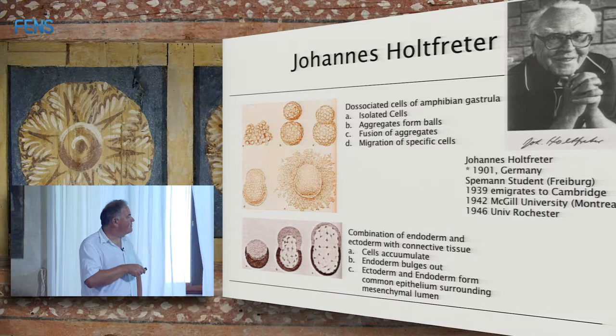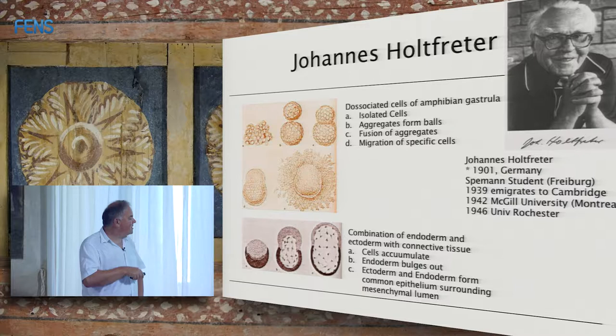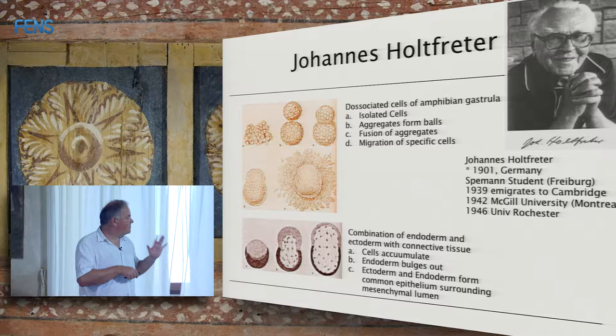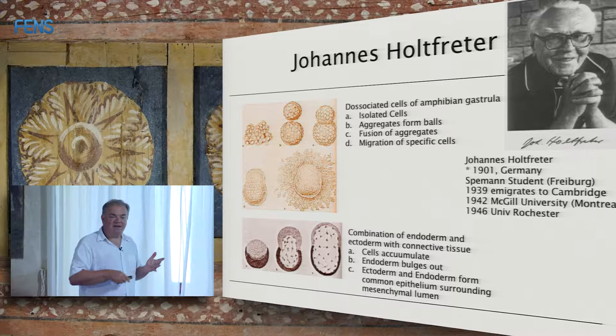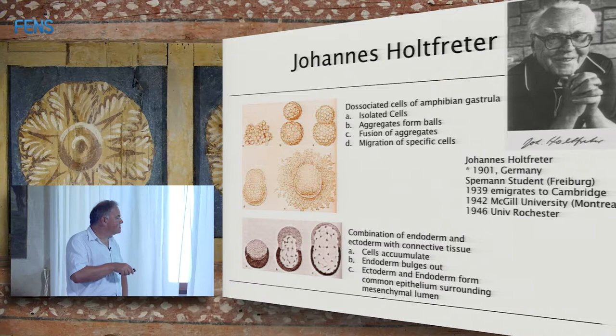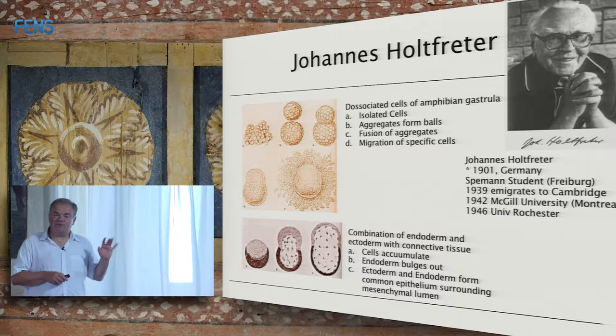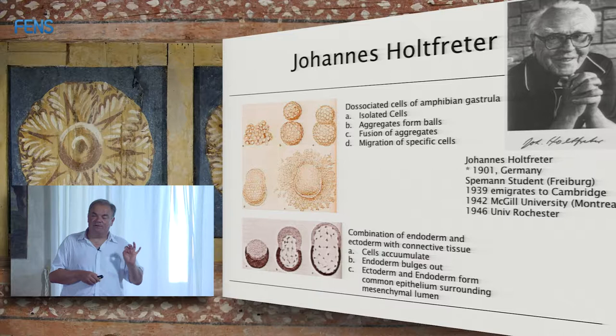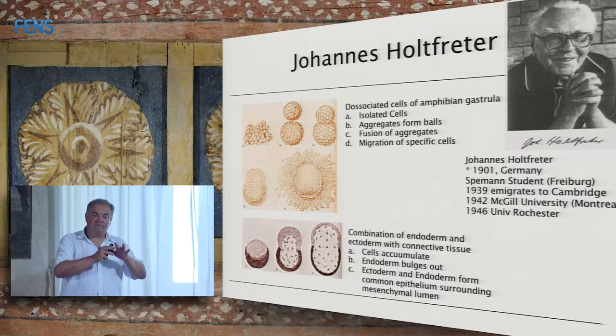The second one he did was he combined endoderm and ectoderm with connective tissue, and then generated what I think could be called the very first organoid-like tissue, where the cells sort out into ectodermal and endodermal. So the ectoderm is here, the endoderm is here, and the mesoderm or mesenchymal cells accumulate in the middle. That illustrates the first key principle of organoid generation: cells are able to sort out. They are able to find each other, to find the right neighbors, and then form groups, and in this way organize a tissue.